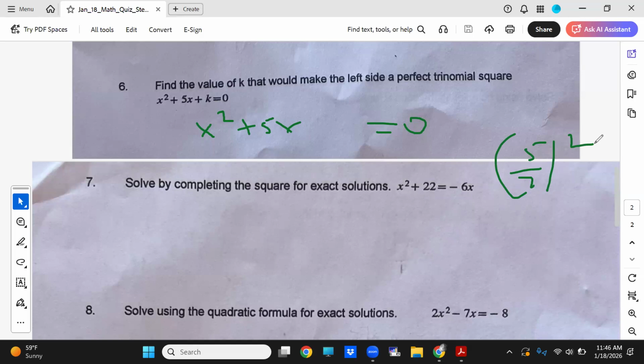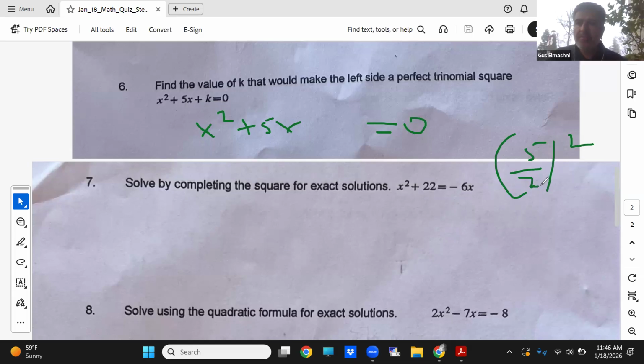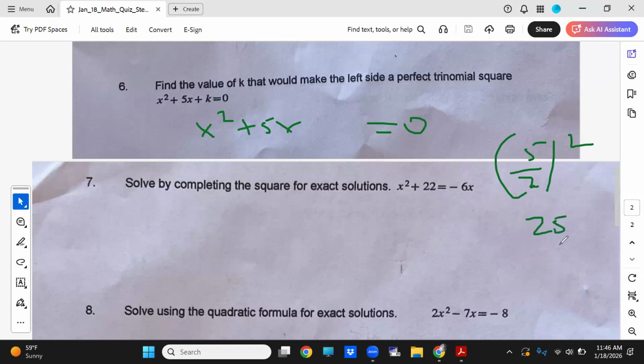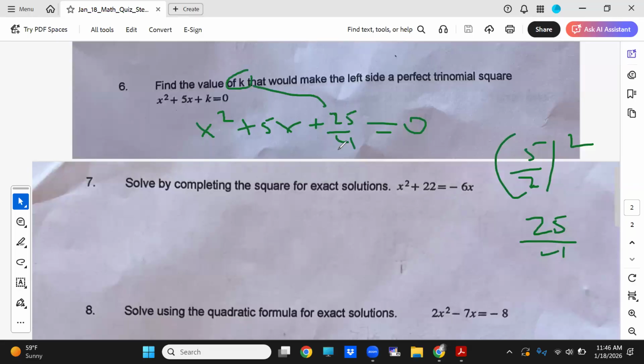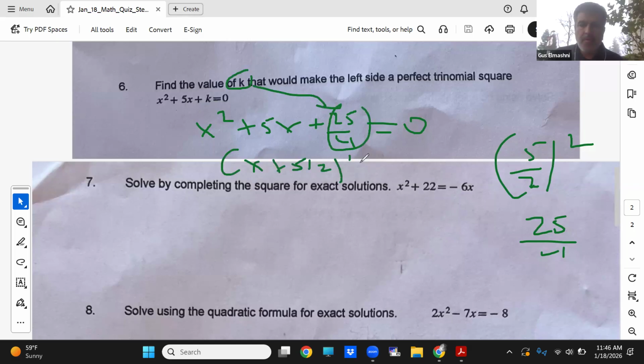If you square it, top and bottom, it's 25 over 4. Yeah, you're right. That's the value of k. Because then you wind up getting x plus 5 over 2 squared.